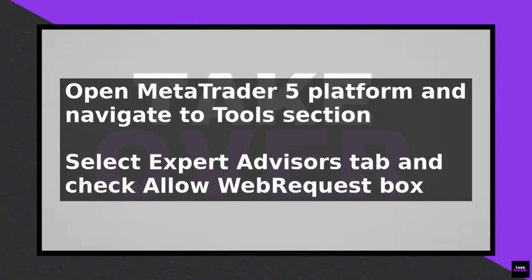Now, open your MetaTrader 5 platform and navigate to the Tools section. Then click on Options. In the Options window, select the Expert Advisors tab and check the box that says Allow Web Request for listed URLs. Add the TradingView API URL to the list and click OK.